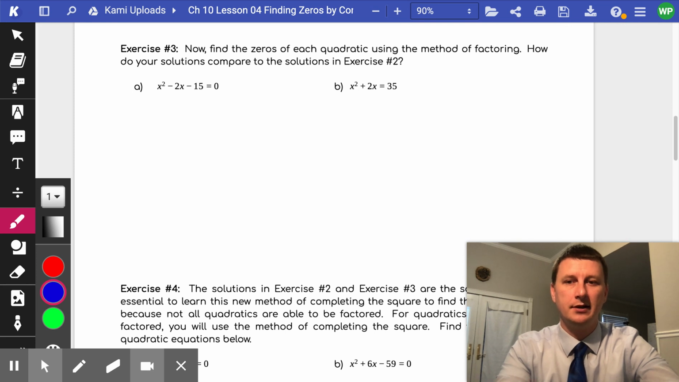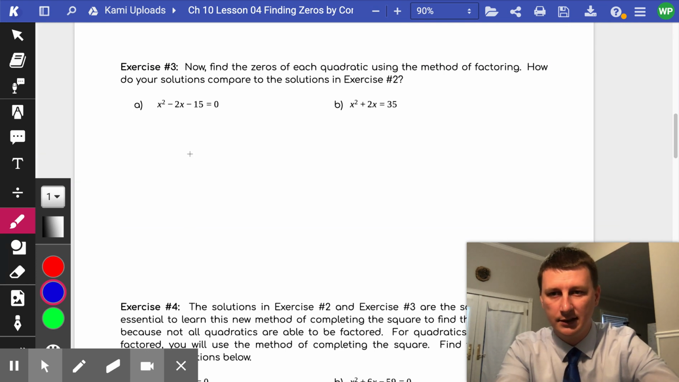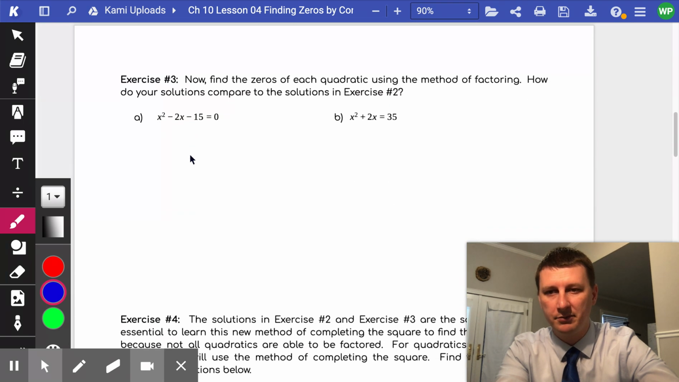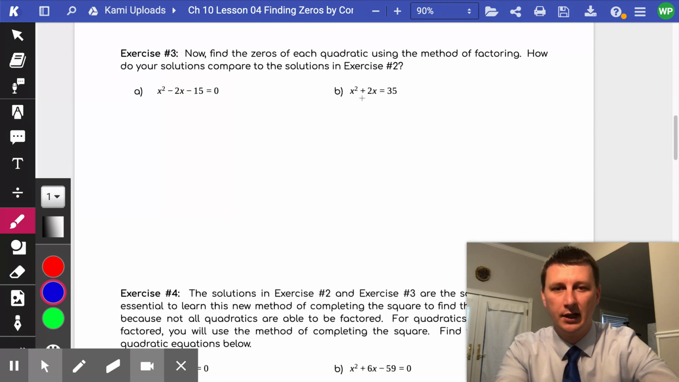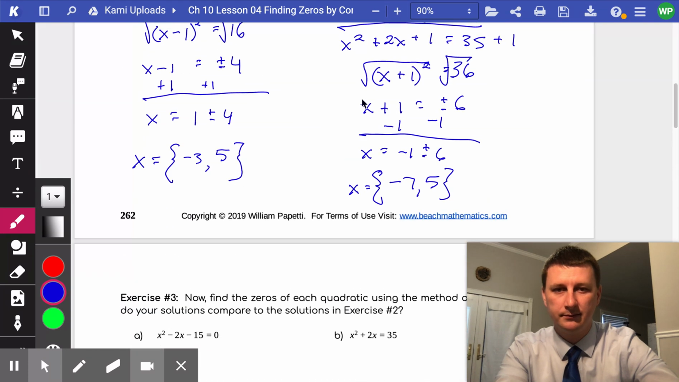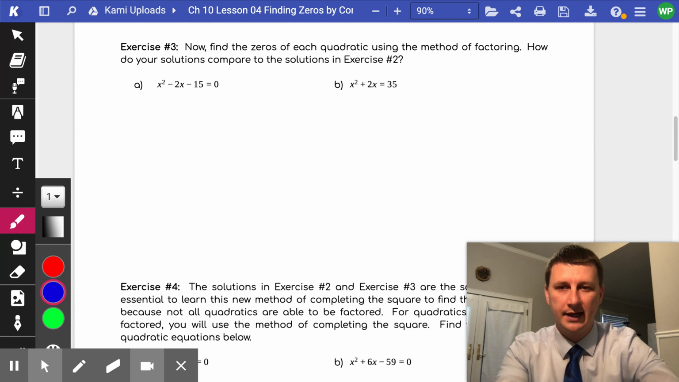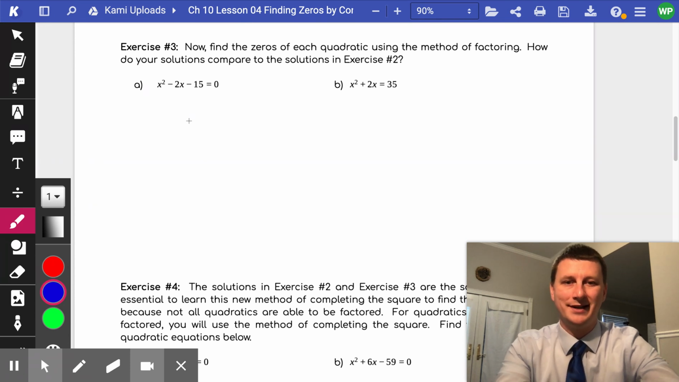So if you take a note right here, look at part A in exercise 3, look at part B in exercise 3, and then look at part B in exercise 2. So we're going to now solve these same two equations, but instead of completing the square, we're going to use the method of factoring that we saw in lesson number 1 in this chapter.